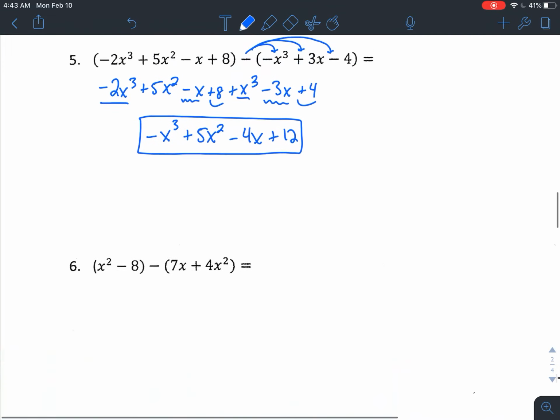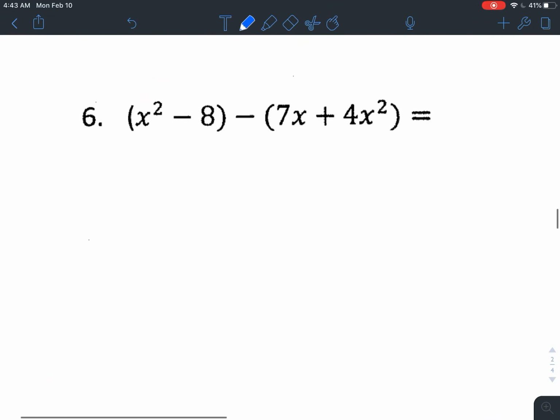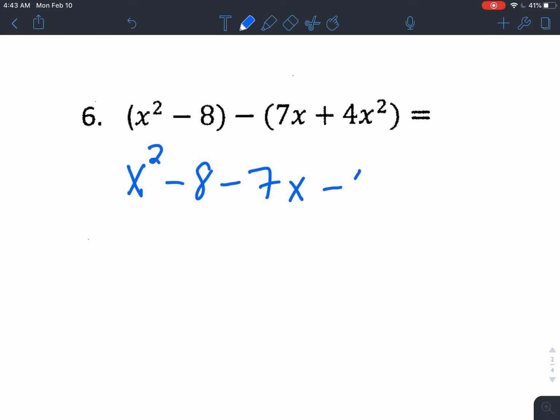So let's do one more. So again, my first parenthesis stays the same, x squared minus 8. And when I subtract that second parenthesis, I'm just going to switch the sign. So that's a minus 7x minus 4x squared. And now I just have to collect up my like terms, put it in standard form. So x squared and negative 4x squared gives me a negative 3x squared.